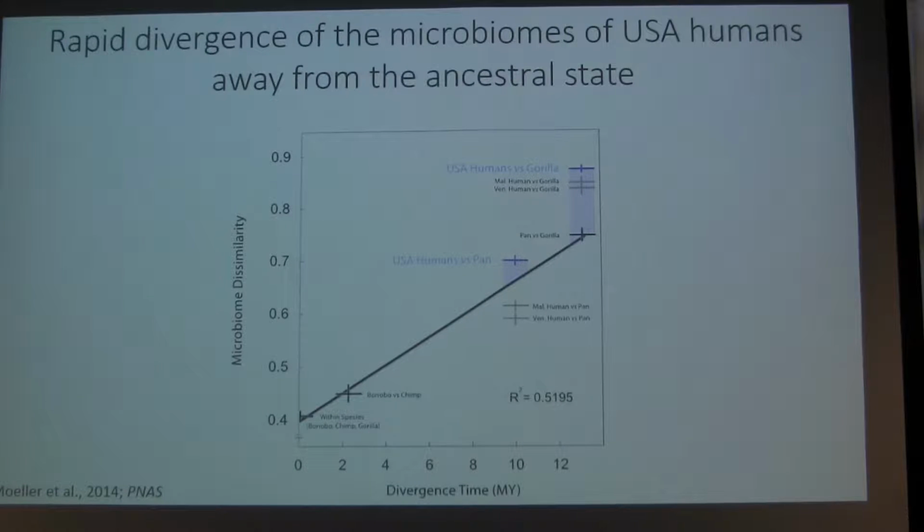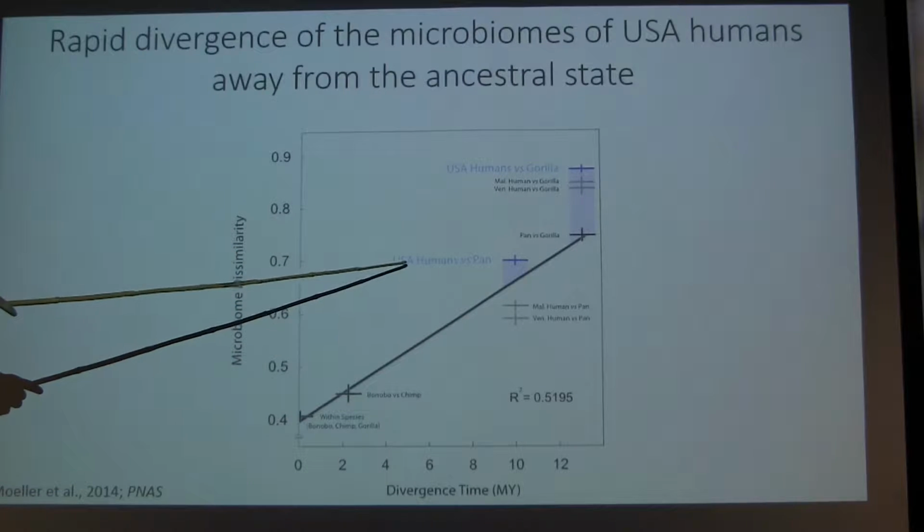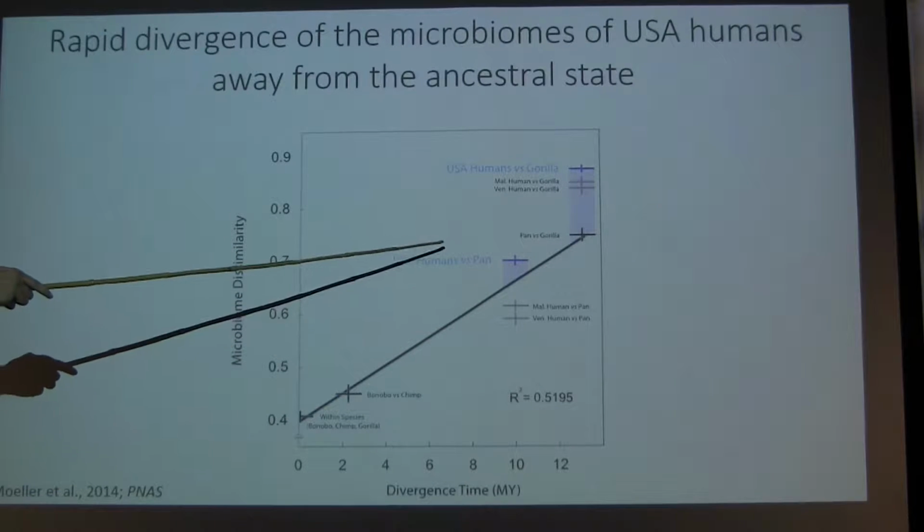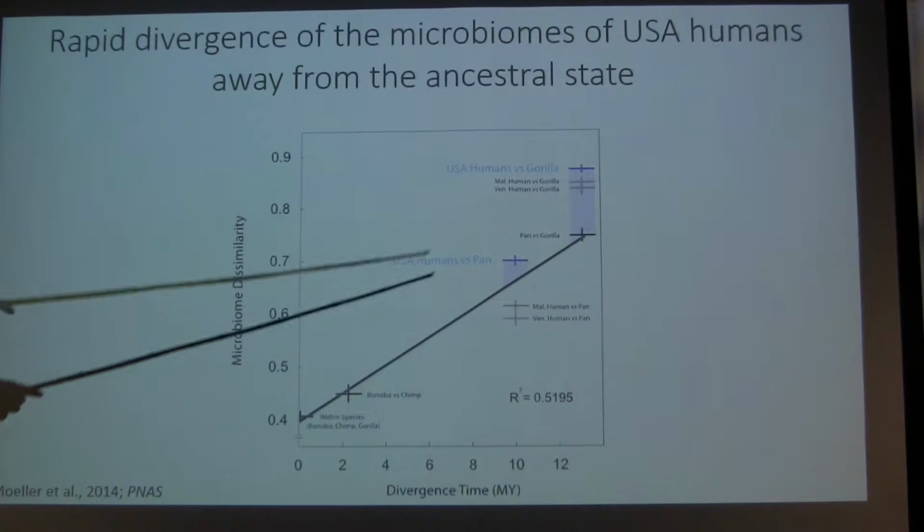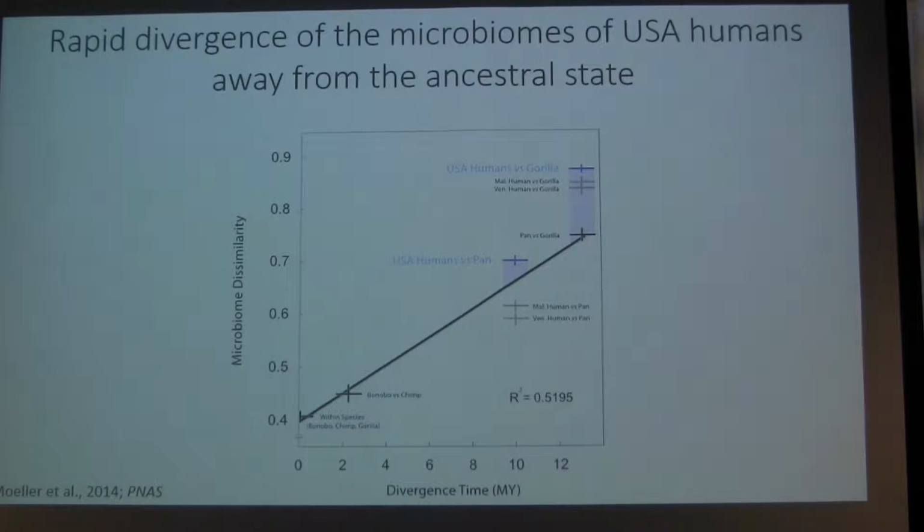And they fall sort of close to the line, but if you look at humans from the United States, they're always significantly above this regression line. So it looks like that humans from the United States, their gut communities have diverged from the ancestral state more so than we would expect based on evolutionary divergence of the hosts alone.